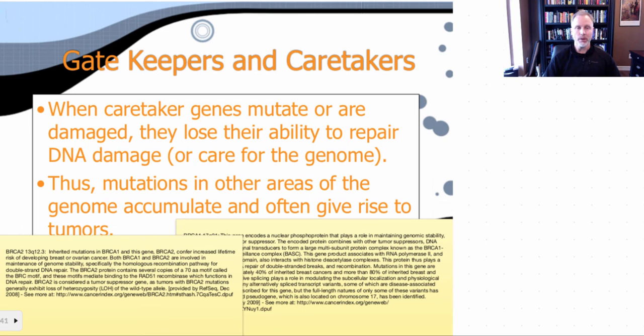Okay. So what we were talking about, these mutant caretaker genes and their ability to care for the genome and repair the damages that occur. We've probably all heard of the breast cancer genes, BRCA1 and BRCA2. And what happens is if you have a mutation in those, you lose the ability to stop the cell and repair the DNA or get rid of the cell through apoptosis.